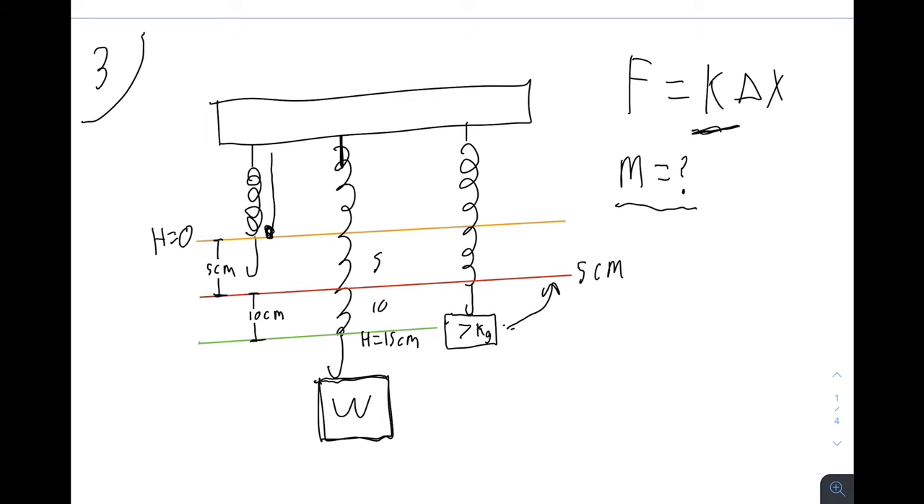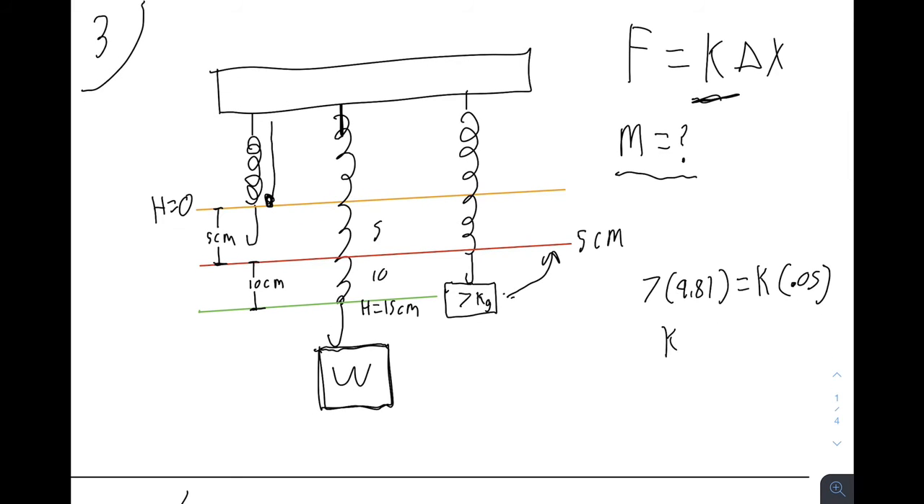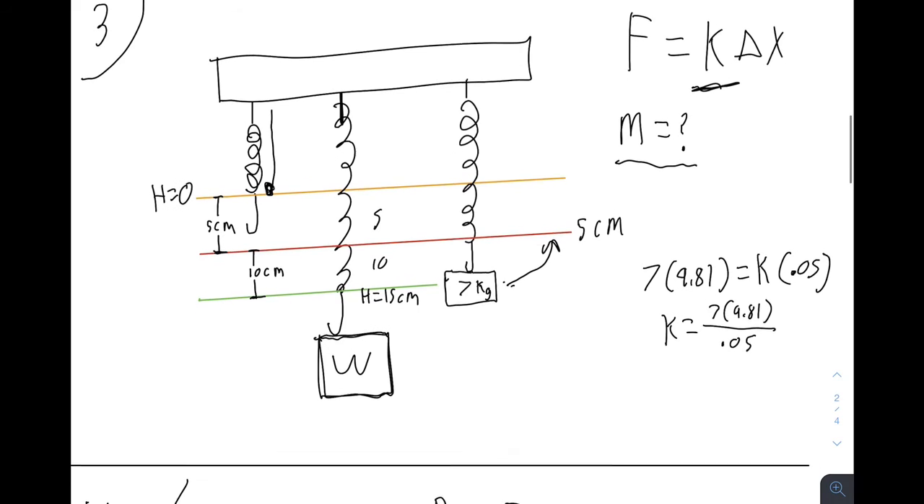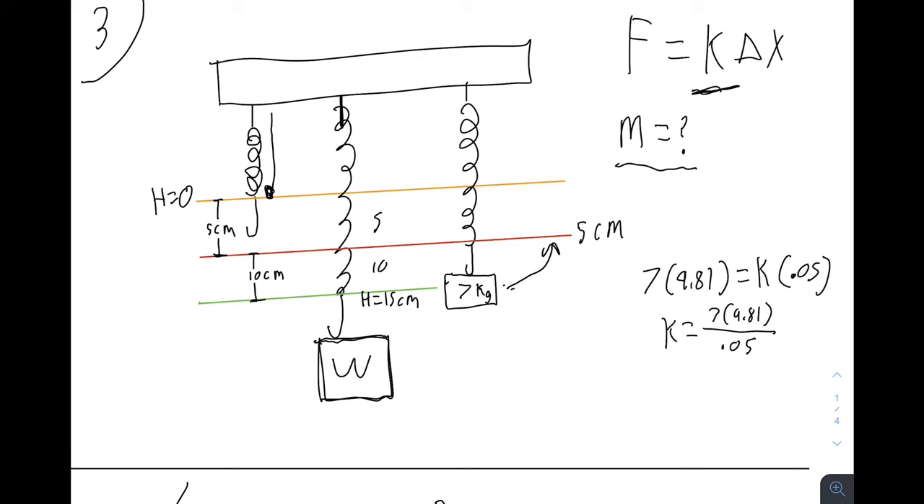knowing this force. So our force is simply our force of gravity. So if we're solving for the 7 kilogram mass, since it's the same spring, it's 7 times the gravitational acceleration equal to our k value times our delta x, which is 0.05 meters, because it's 5 centimeters. So our k value is equal to 7 times 9.81 over 0.05 meters. And we can use this k value with this new height of 15 centimeters to solve for the mass.